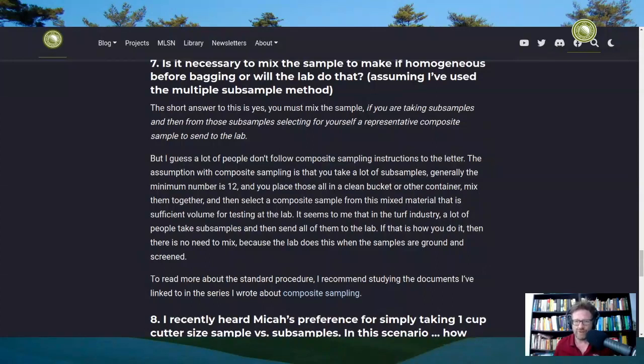If you send 100% of the material to the lab, then what's going to happen is the lab, in their grinding and screening procedure, is going to homogenize the sample. But if you're not sending 100% of the material to the lab, and if you're following the fine print of what the typical sampling instructions are, then yeah, you're supposed to homogenize it yourself, and you're supposed to draw a subsample out of that.